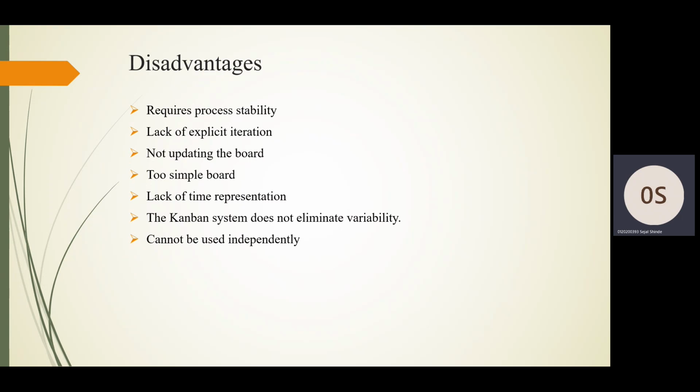Let's see some disadvantages of Kanban. It requires process stability, and has a lack of explicit iteration. It can suffer from boards that are not updated, a too simple board, and a lack of time representation. The Kanban system does not eliminate the variability. It cannot be used independently.